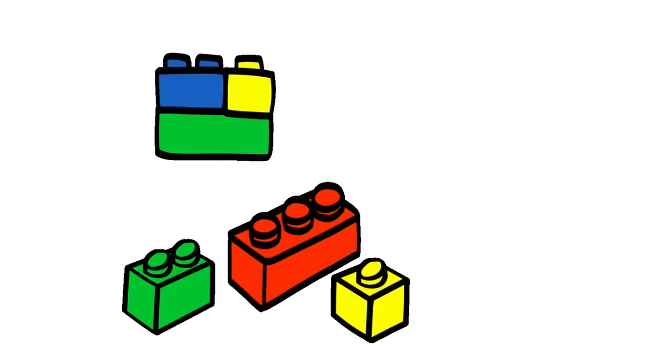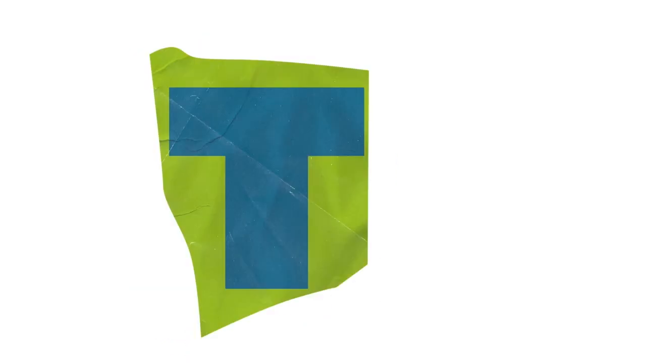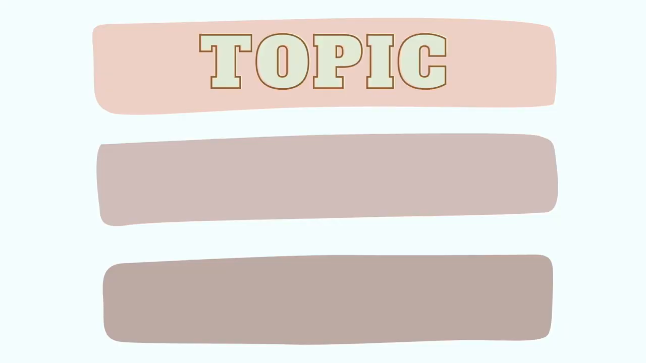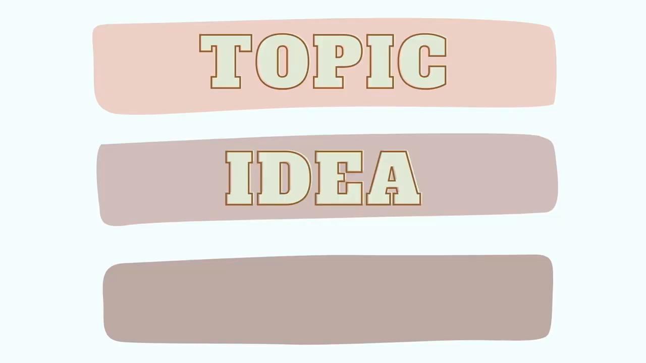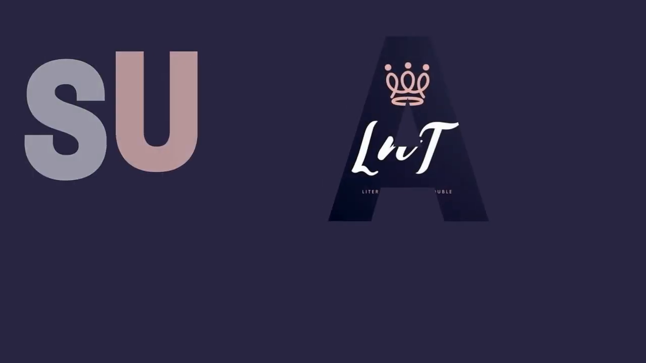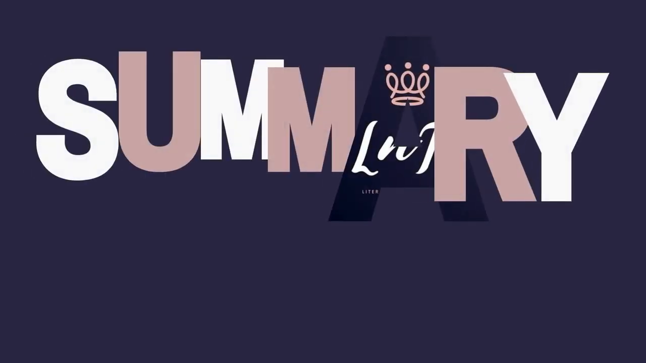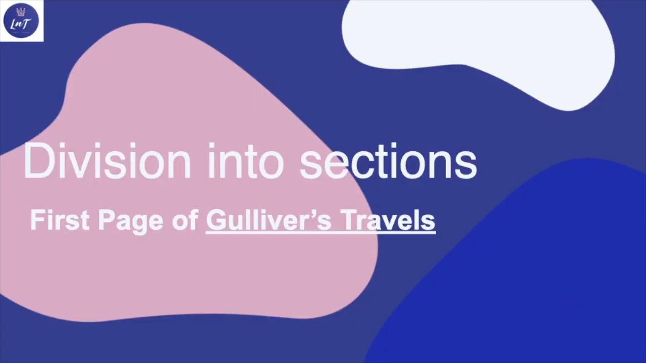Before we dive into our example, let's clarify what we mean by section in a text. A section is a distinct part or segment of a text that focuses on a specific topic, idea, or event. Dividing a text into sections helps us organize information and makes summarization more manageable.